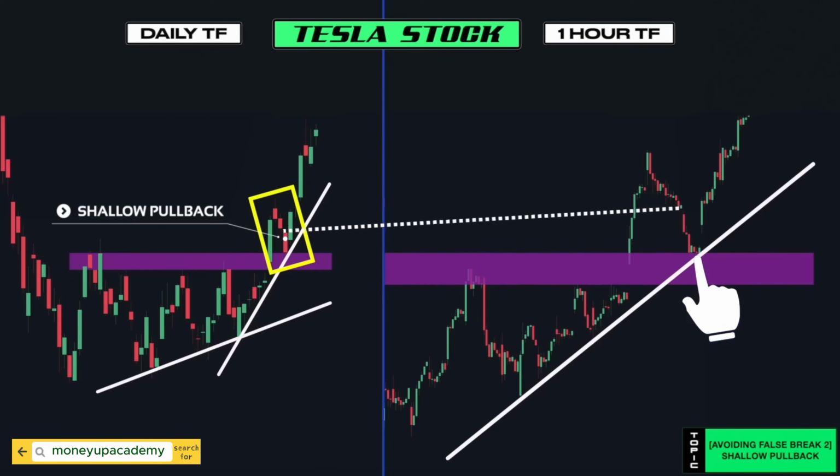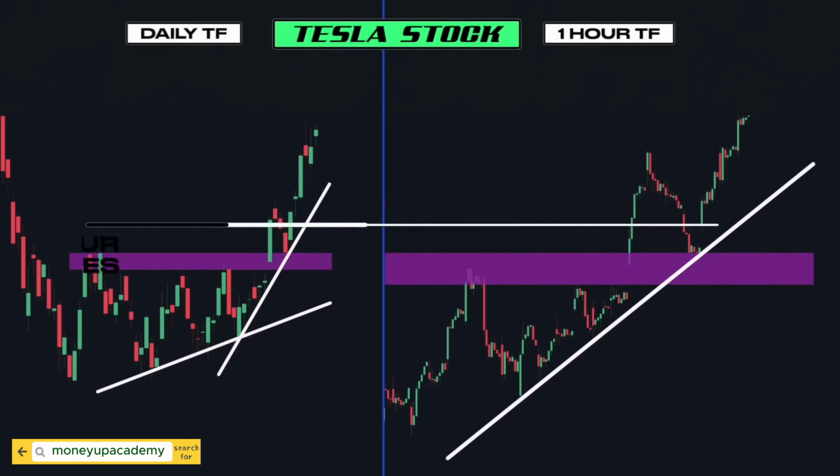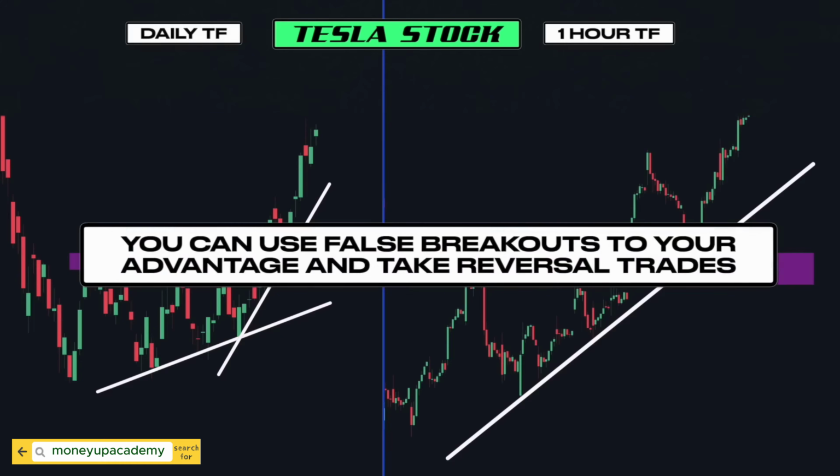When the shallow pullback reached the new support level, price gapped up, which presented a long trade opportunity and confirms that the breakout is real and not a fake out. So now, you can actually use false breakouts to your advantage and take reversal trade entries.